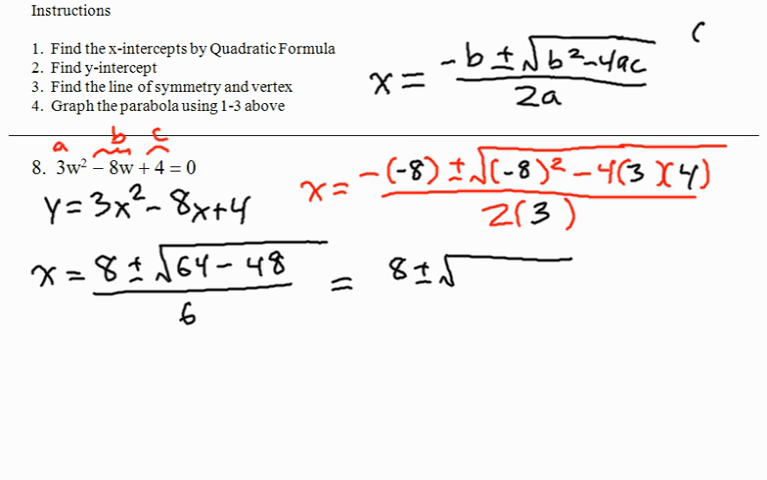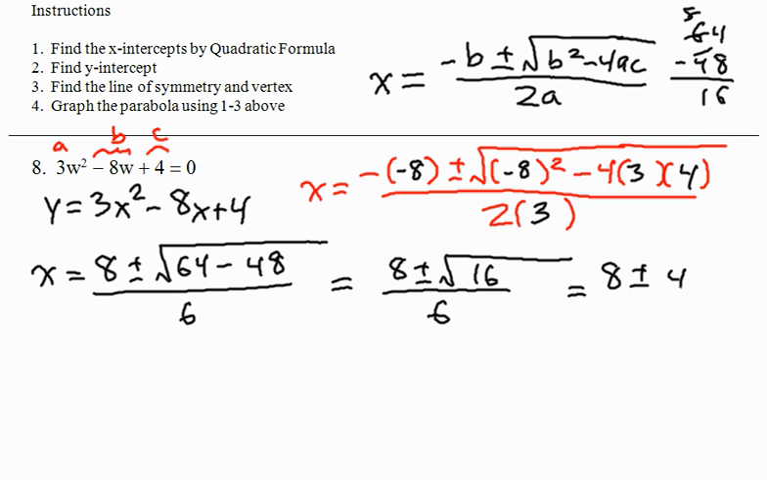Off to the side here, 64 minus 48. That'd be 14, so it's 6. Borrow the 5. We got 16 left over. So 64 minus 48 is 16. All divided by 6. And the square root of 16 turns out nicely to be 4. So we have 8 plus or minus 4 over 6. And now we can branch off into 2 directions. So 8 plus or minus 4 all over 6 branches off into 2 possibilities.